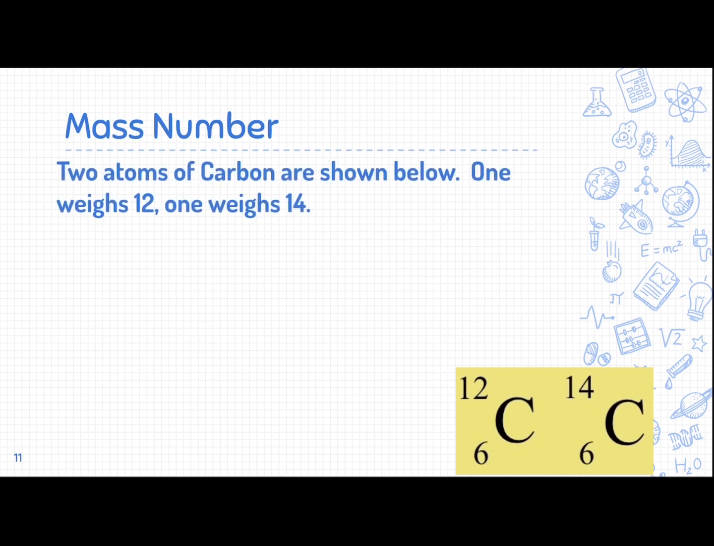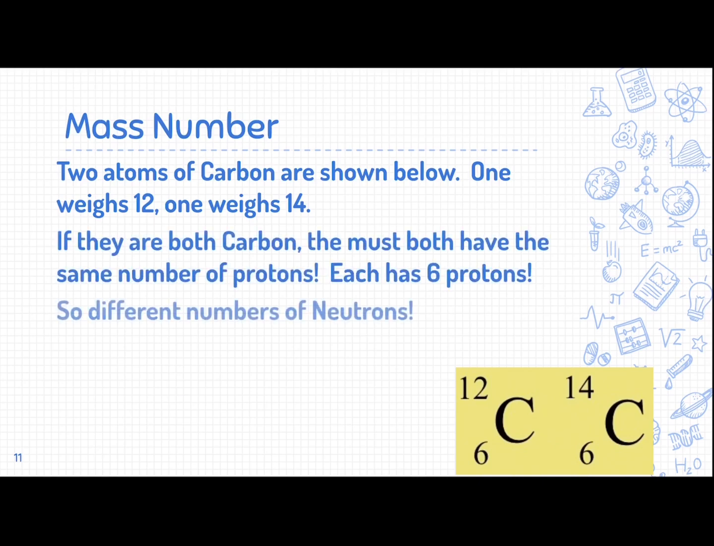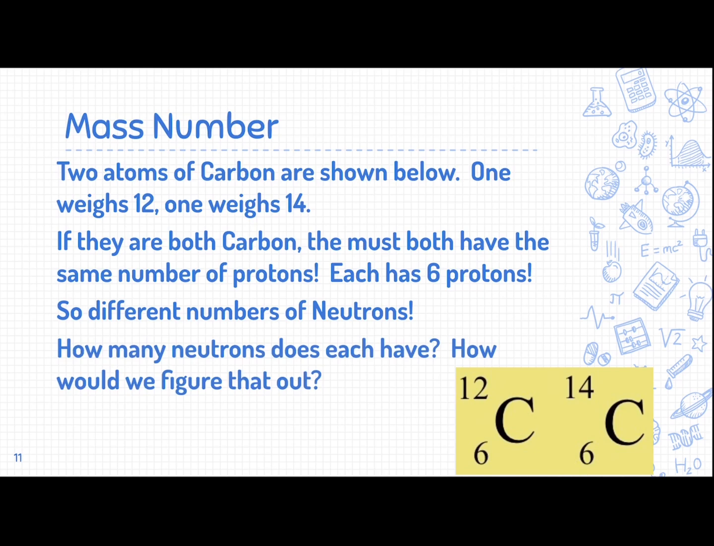Two atoms of carbon are shown down here below. One of them only weighs 12 and one weighs 14. So those 12 and 14, that's telling us the mass. It's still carbon because it has 6 protons, but they're going to have different mass because they have a different number of neutrons. So protons will be the same, neutrons will be different. If we want to figure out how many neutrons each one has, we can use this equation: your mass number minus the atomic number, which is also just protons.